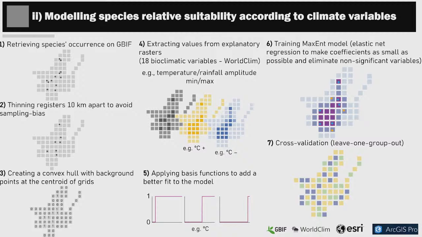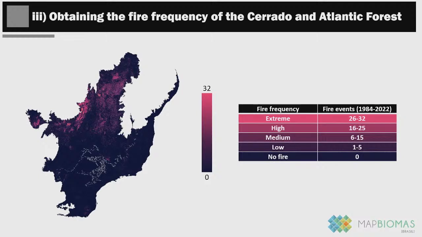And then we validated using the leave-one-group-out to make sure that we were not biased by few records or few species being analyzed in one or another vegetation type. The next step we did, we reconstructed the fire frequency from the Cerrado and the Atlantic rainforest from 1984 to 2022. And to do that, we used the data from MapBiomas, which is a great platform from Brazil, taking care of our land cover and use. And we calculated the number of fire events in each one of these pixels, and we segregated them into fire frequencies. So no fire, low, between 1 and 5 fire events, medium, 6 and 15, high, 16 and 25, and extreme, 26 to 32 fire events.